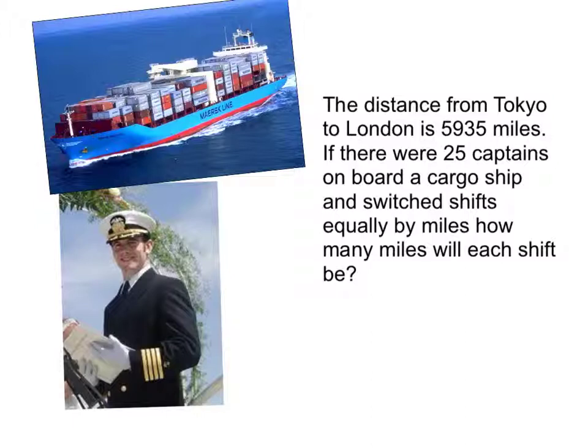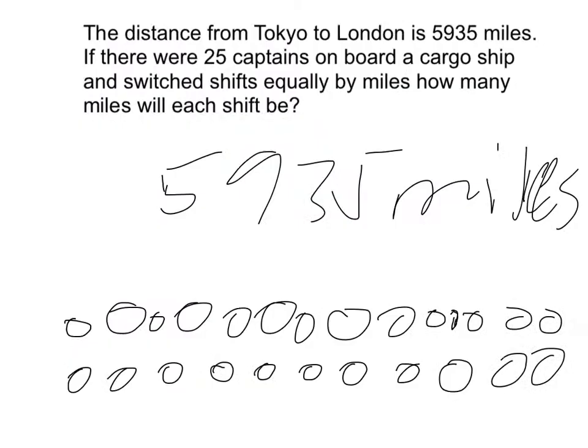This video is about the distance from Tokyo to London. My question is, the distance from Tokyo to London is 5,935 miles. If there were 25 captains on board a cargo ship and switched shifts equally by miles, how many miles would each shift be? Now I'm going to explain why this is a sharing situation.